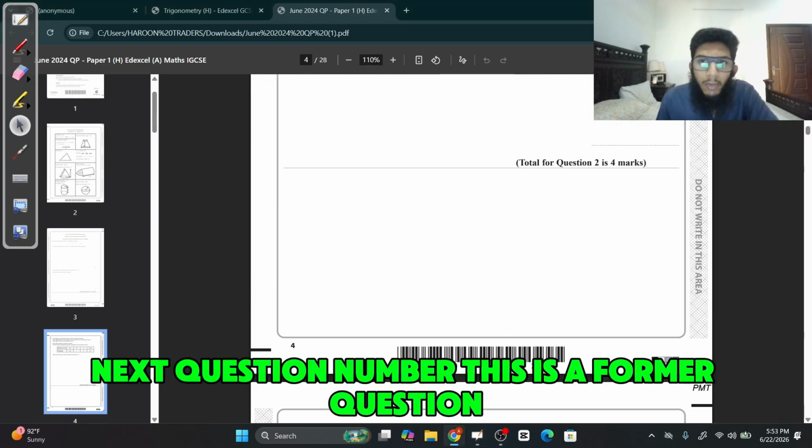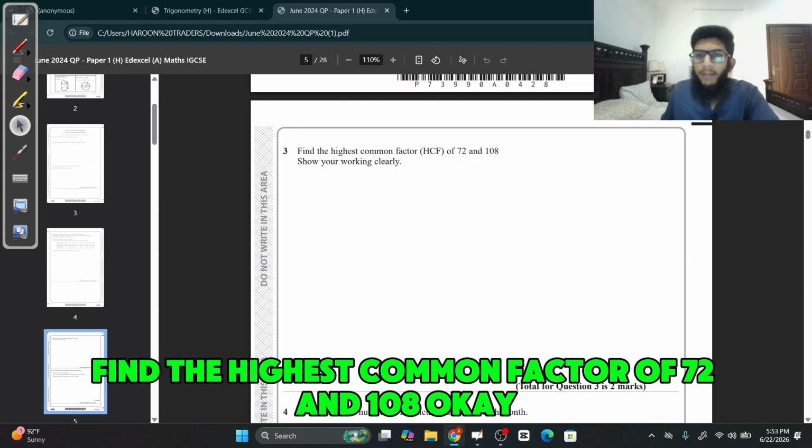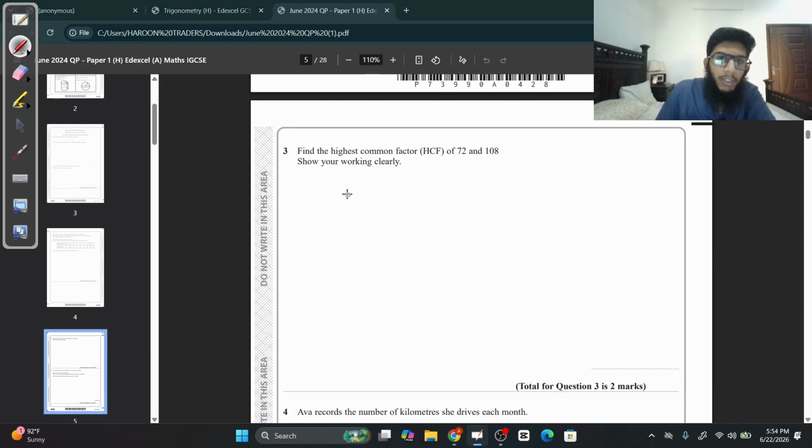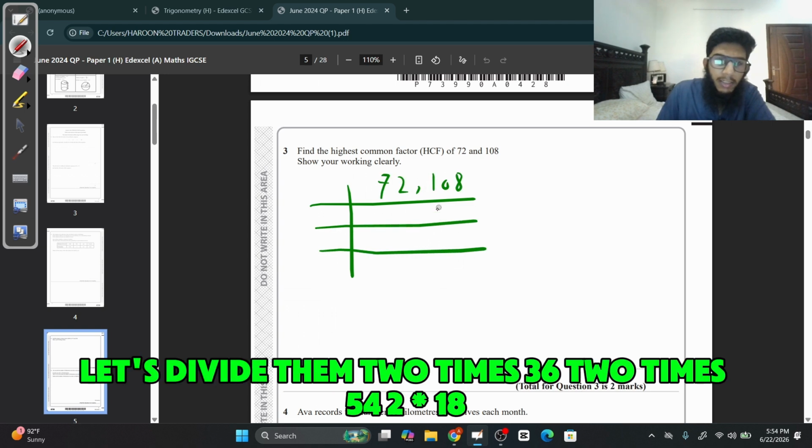Next question, this is a 4-mark question. Find the highest common factor of 72 and 108. For this question, we're going to write them down in a bracket like this, and divide them.